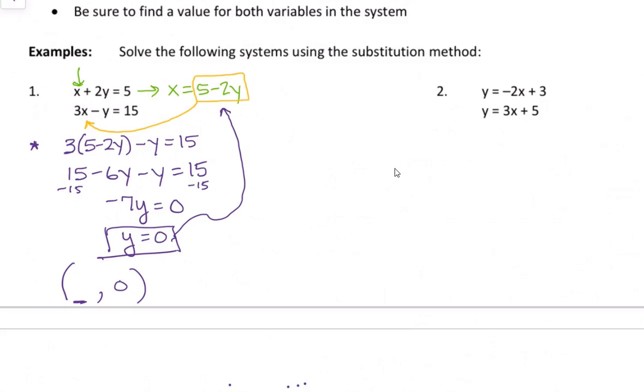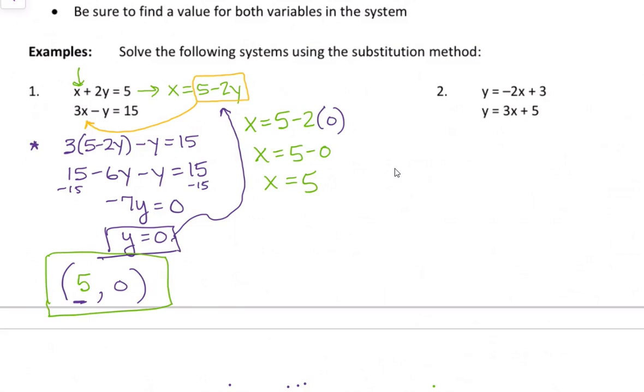So that means that we're going to have x is equal to 5 minus 2. And in place of that y, we're going to substitute our 0. And then we're just going to do the arithmetic on that right-hand side. So x is going to equal 5 minus 0, or 5. So now we have the rest of that ordered pair. So there's the solution to the system. So I know that if I graph these lines, these 2 lines would intersect at that point 5, 0.